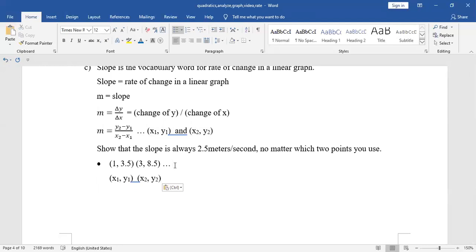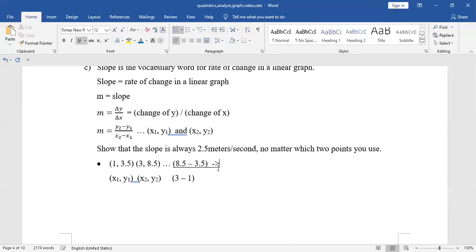All right, so my formula is y2 minus y1 on the top. So I'm going to take my y2, which is 8.5, and subtract the other y, which is 3.5. So 8.5 minus 3.5 is the top number. And then I'm going to put that over my x's subtracted. So the bottom of my formula is x2 minus x1. Well, my x2 is 3, then I'm going to subtract the other x, which is 1. So 3 minus 1 for the bottom number.